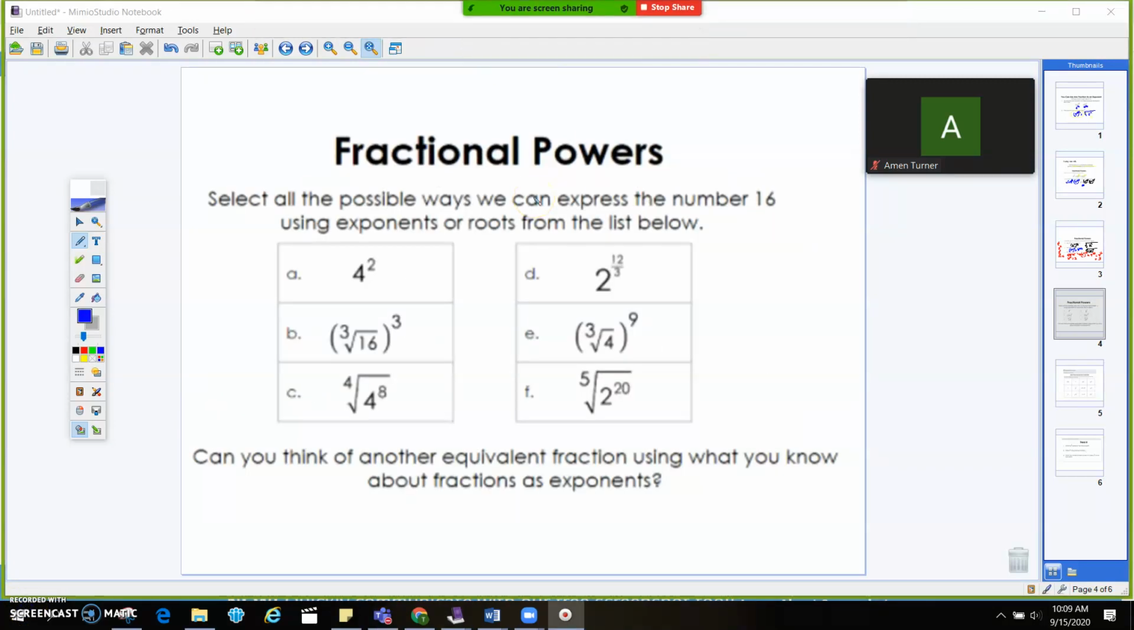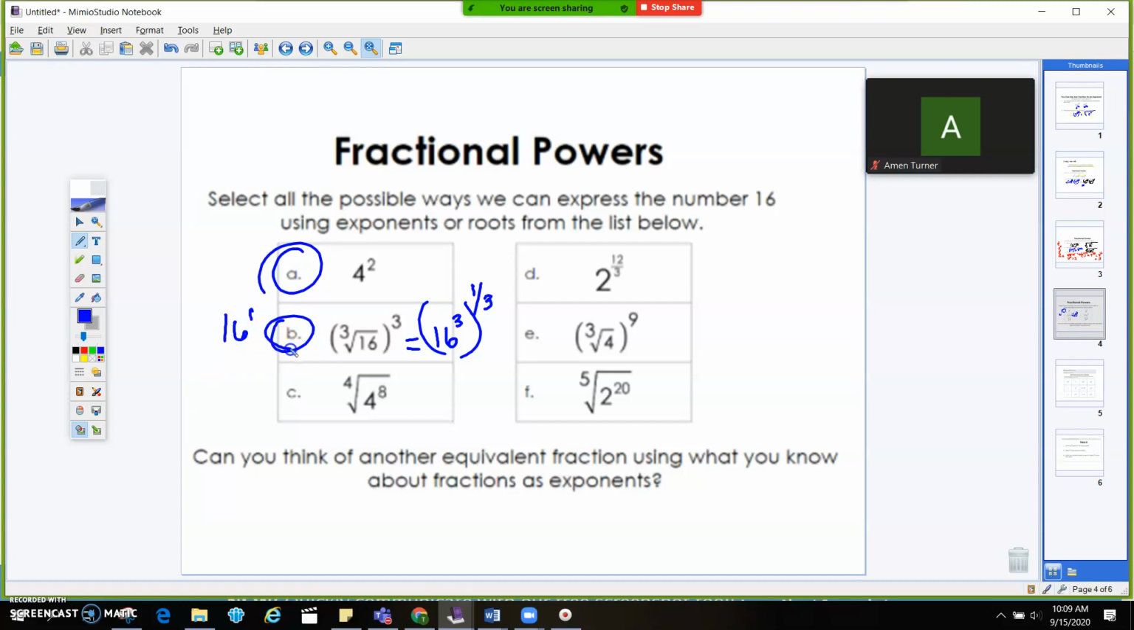Okay, so on the first one, we got 4 squared. Hopefully at this point in your math career, you know that that's 16. And if you don't, you got a calculator, right? Okay, so on B, we've got the cubic root of 16 raised to the 3rd power. So I can rewrite this as 16 raised to the 3rd power and raise that to the 1/3 power. So if I multiply these exponents, I'm going to get 16 to the 1st power. Well, isn't that just 16?